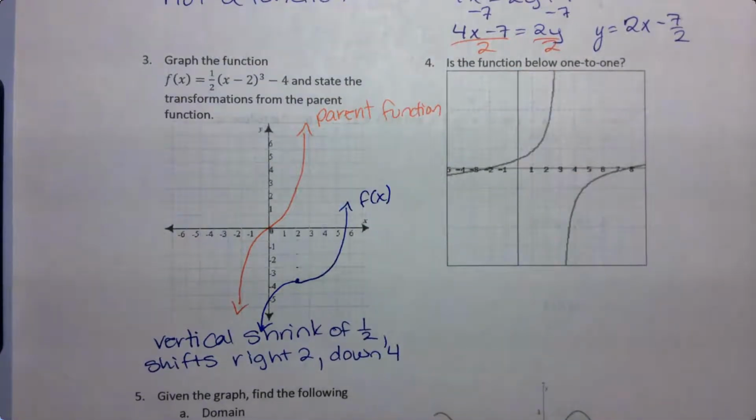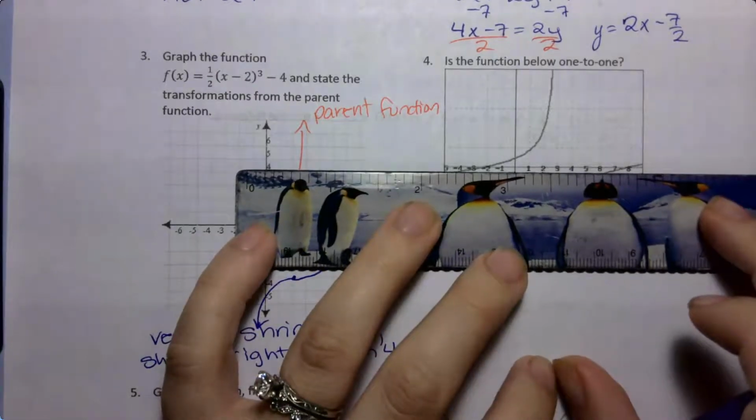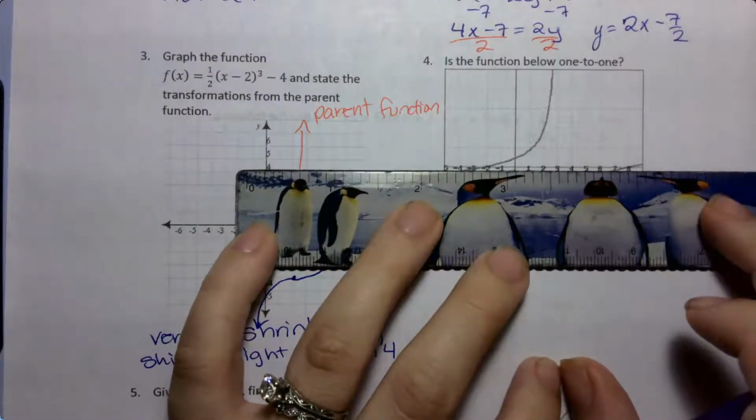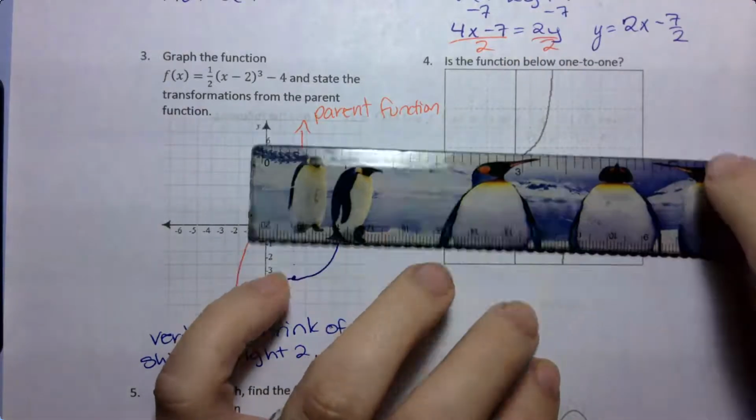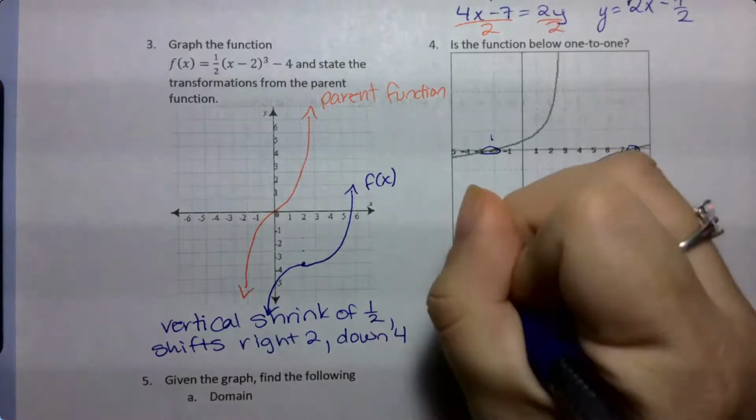Okay. Number 4 is asking me if this function is 1-to-1. I want to do my horizontal line test here. If I notice when I hold it up at the x-axis, it is actually touching twice. So I'm going to say no, fails the horizontal line test.